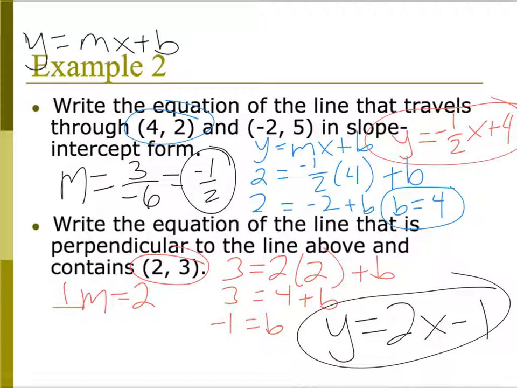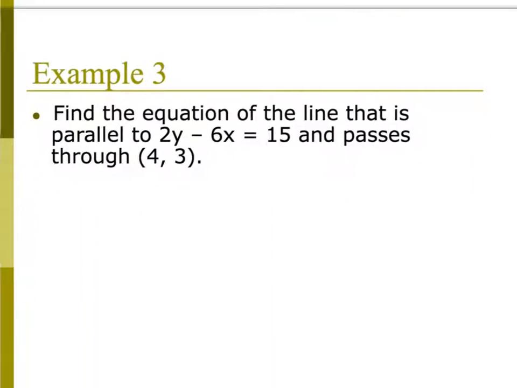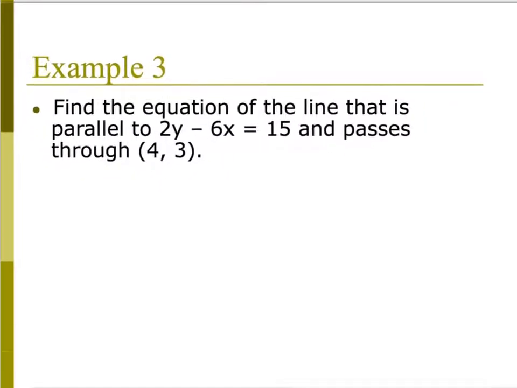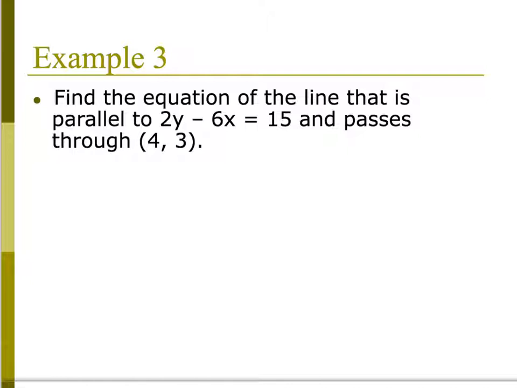Perfect. Let us continue. My thing wouldn't import properly, so I have to slide these up. Isn't that fun? Okay. Next example. It says find the equation of a line that is parallel to 2y minus 6x equals 15 and passes through that point. Okay. So I've got a point once again. That's good. That's a start. I've got 4, 3, but I need a slope.